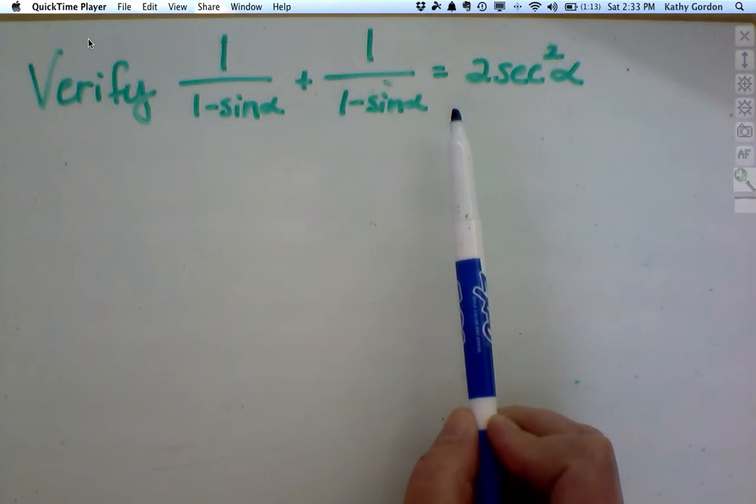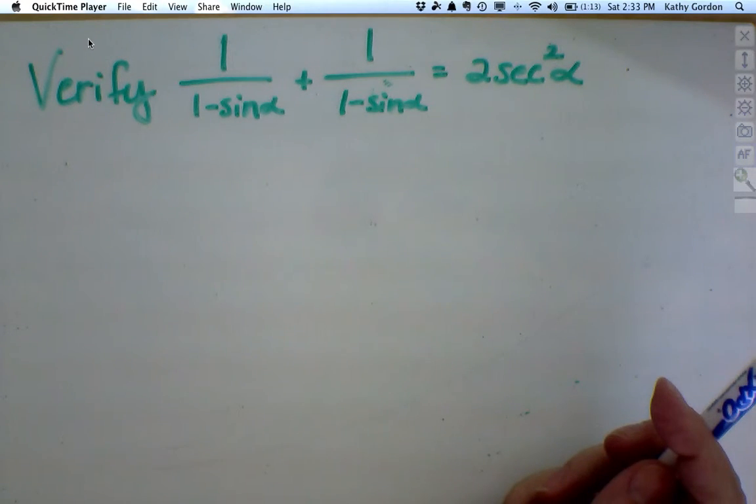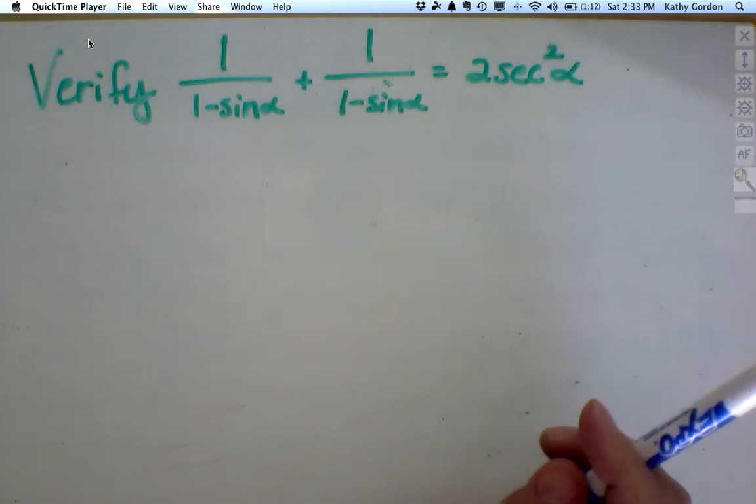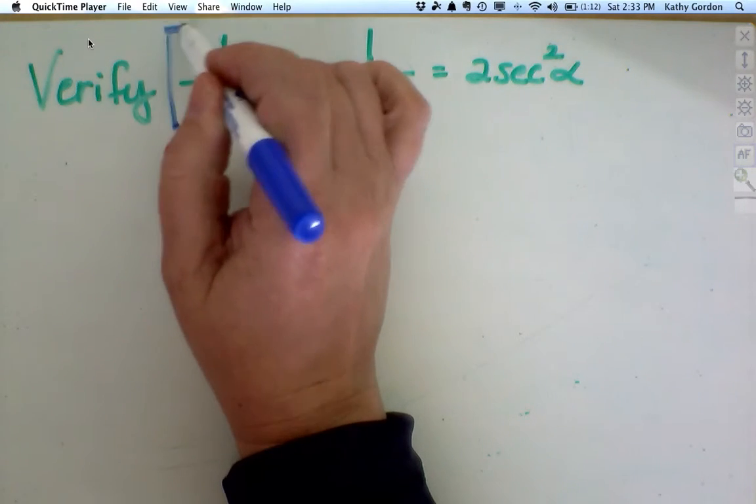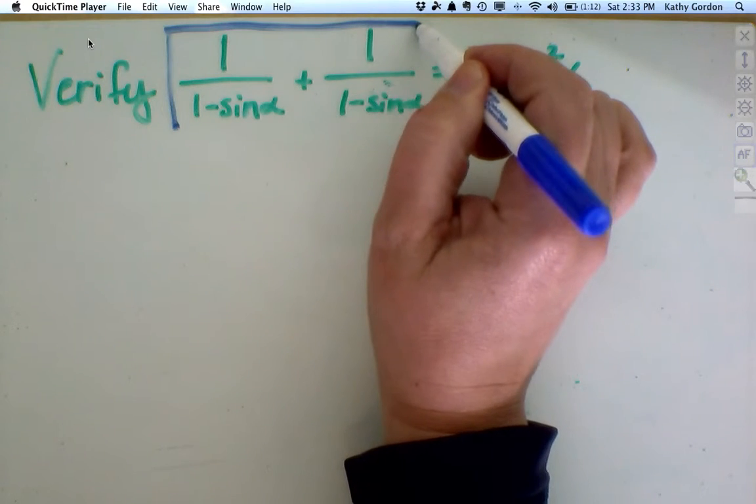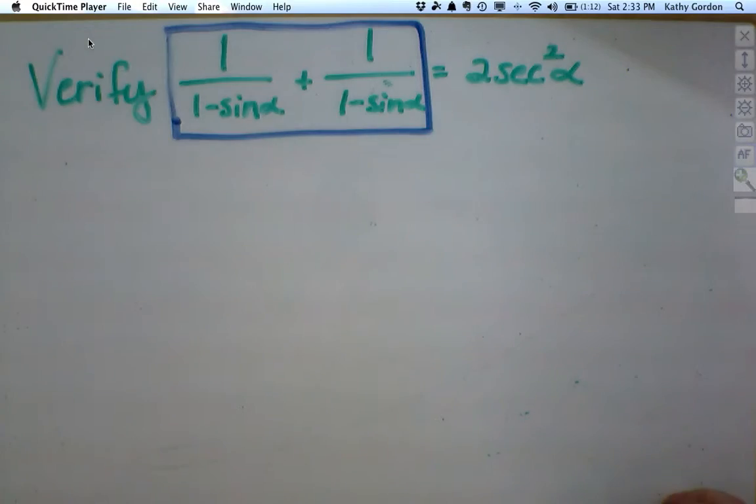So which side do we want to use as our given? Well, again, usually that's the more complicated side, and that certainly seems to be the left side in this case. So we're going to use this side as our given, and therefore it is the first thing we are going to write down.